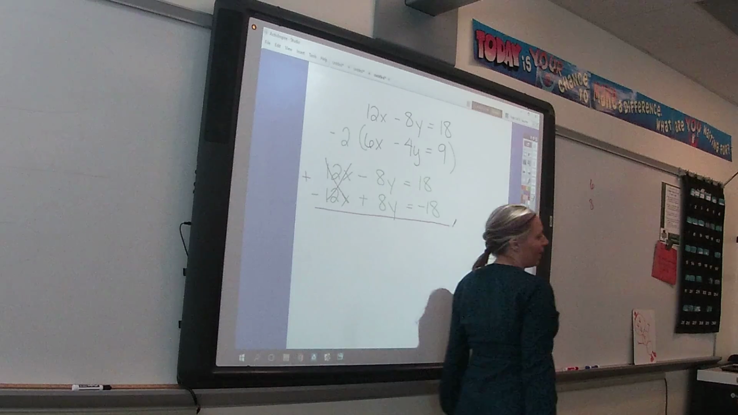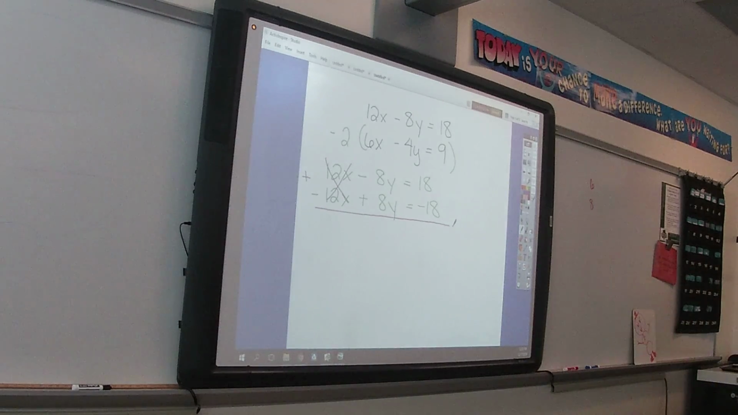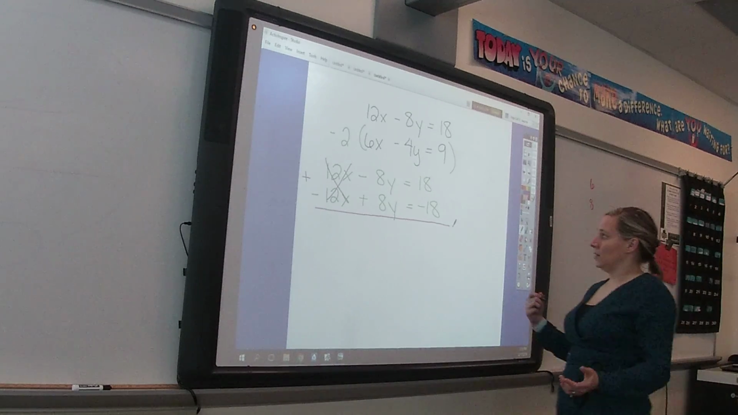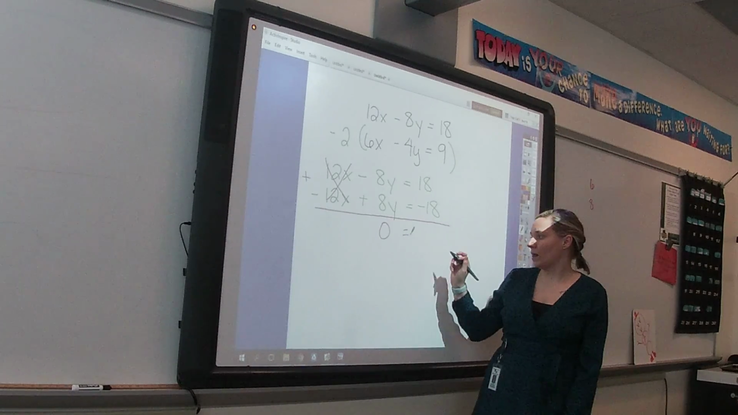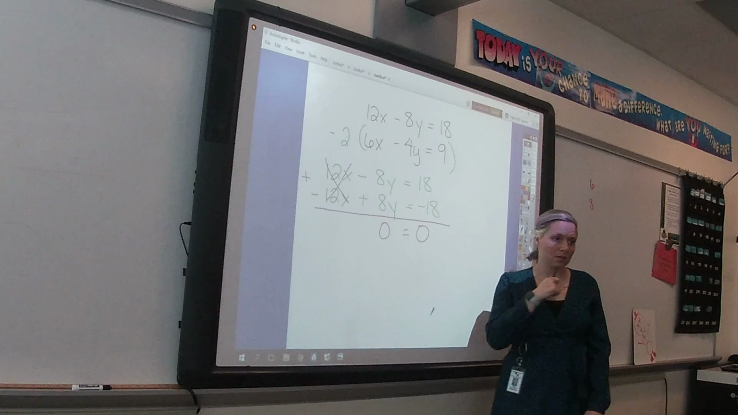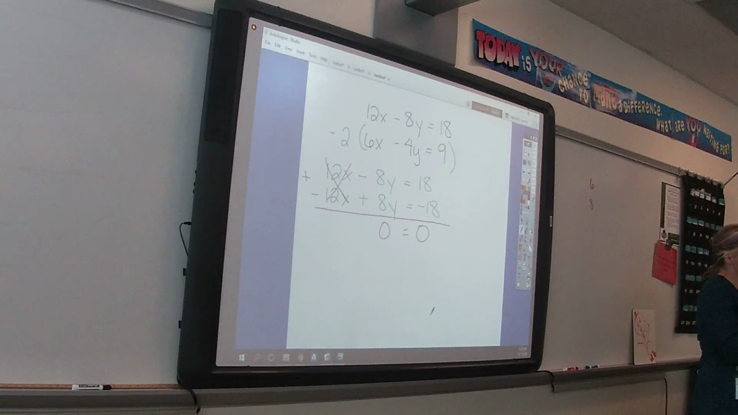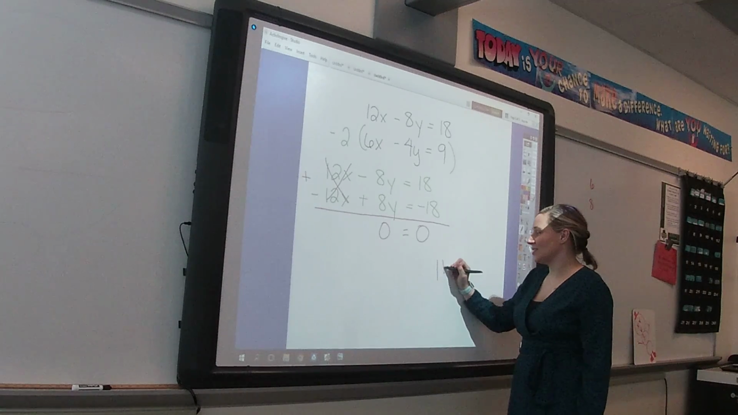what is a negative 8y plus 8y? 0. What is 18 plus negative 18? 0. Is that no solution? No, no solution would be a false statement. Does 0 equal 0? Yes, so it's infinitely many solutions because there's no variable left.